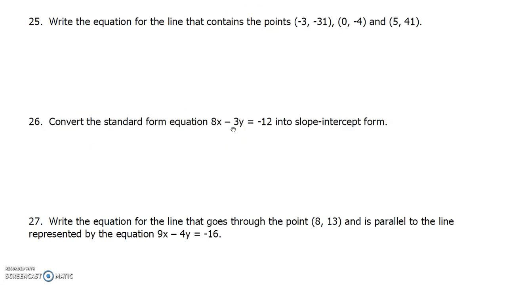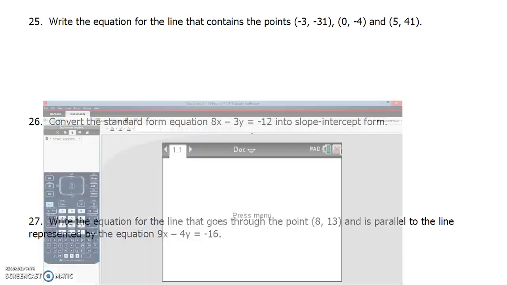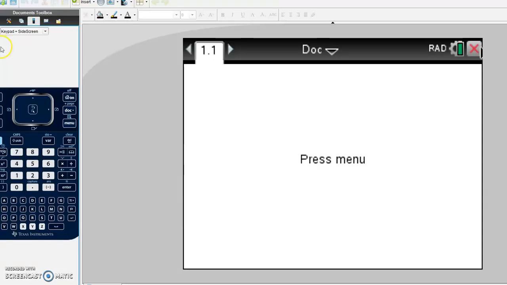Okay, number 25 says write the equation for the line that contains the points (-3, -31), (0, -4), and (5, 41). Anytime they want us to write an equation and they've given us points from the graph line, just take it straight to your calculator and move this over.